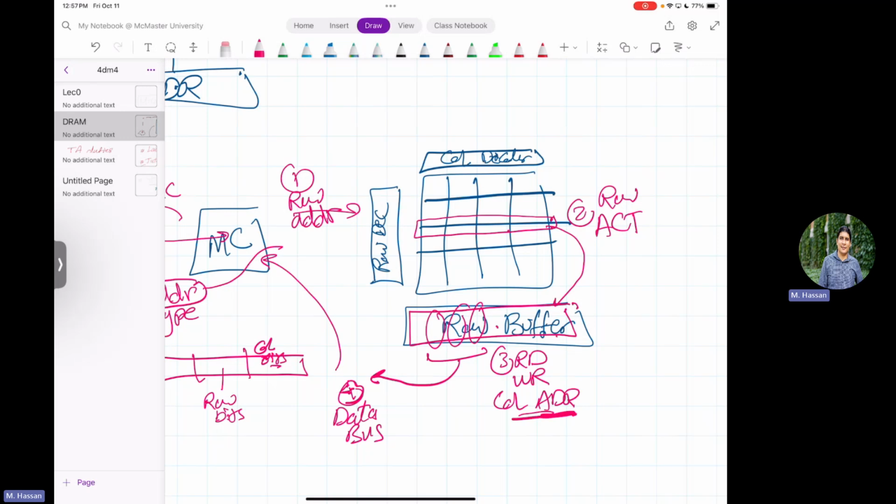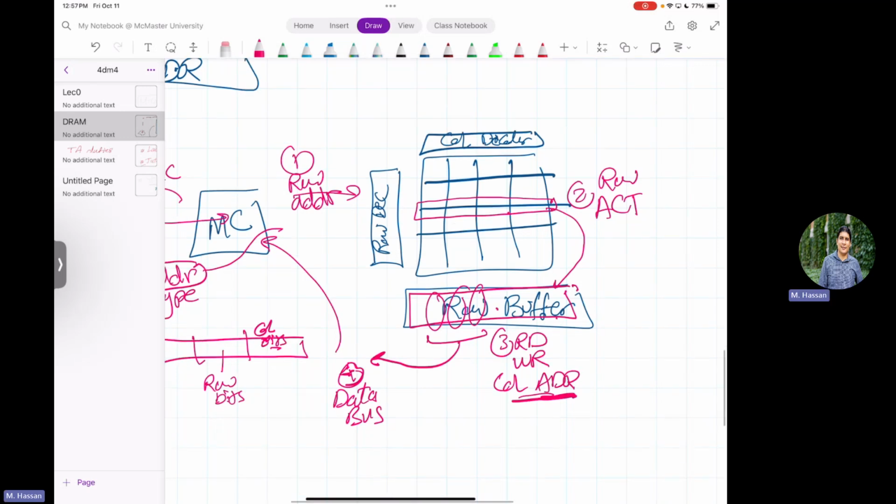And then in the next stage, you send the column address to the column decoder. The column decoder will read particular columns out of that row buffer and send the data to the memory controller, which later on will have to send it to the LLC. So this is how an access from the LLC to the off-chip DRAM through the memory controller happens, and then the data comes back. Good? Are we good so far?